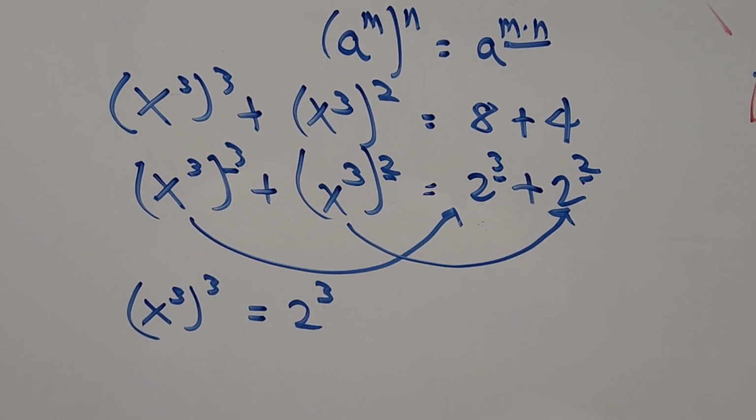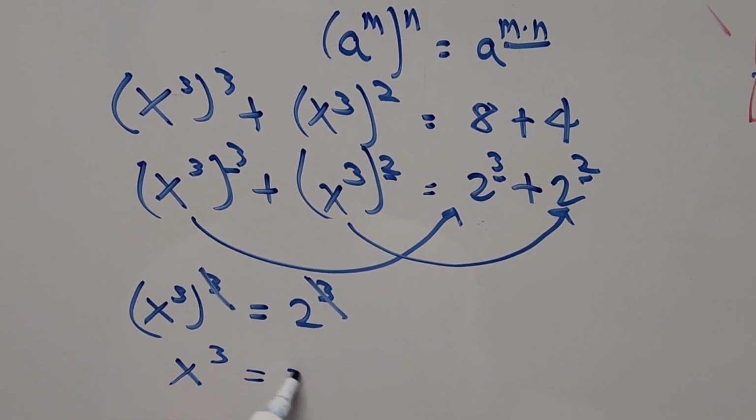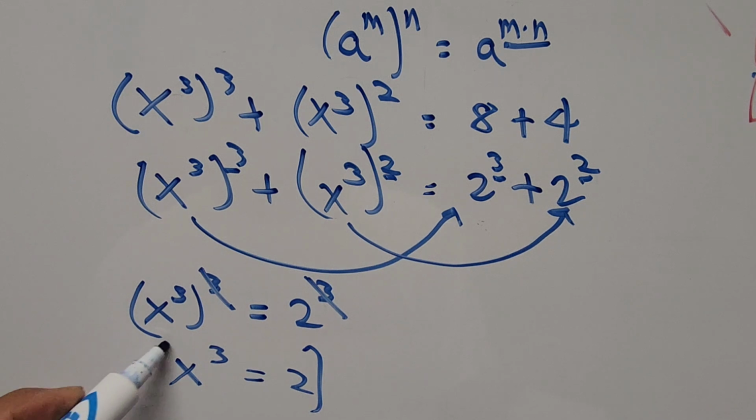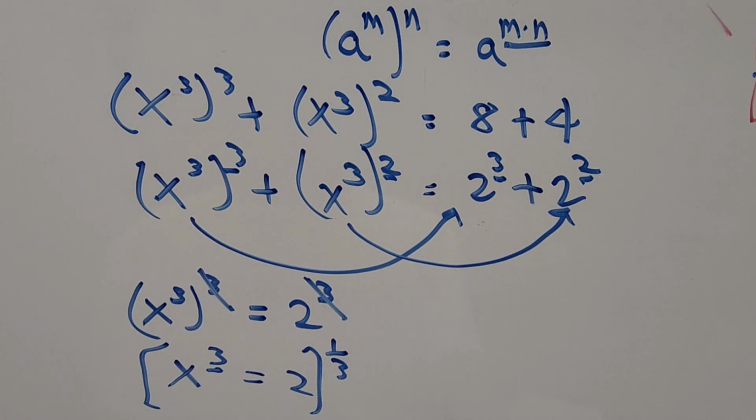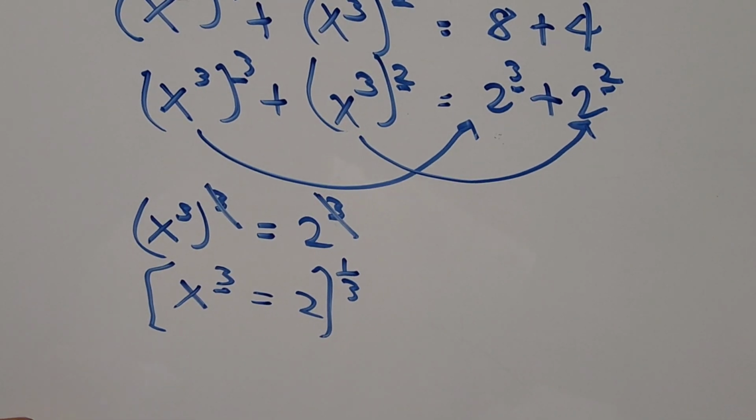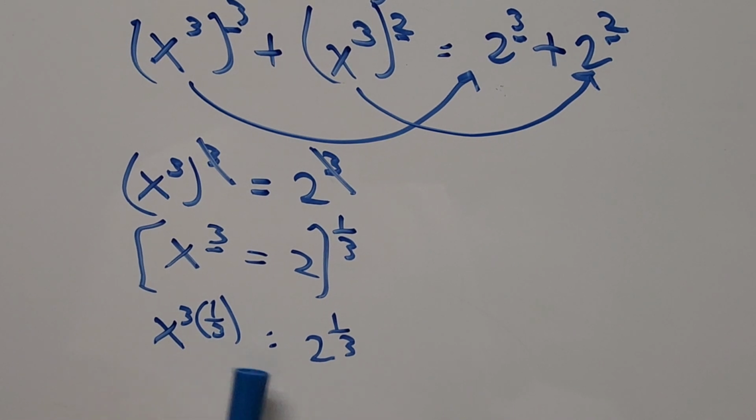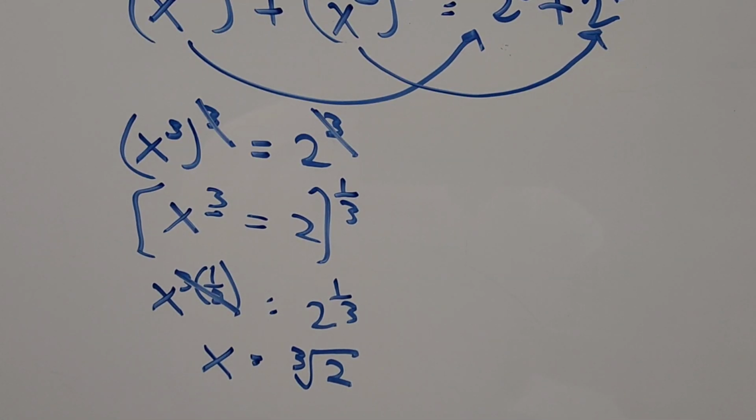So this is now x cubed to the power of 3 equals 2 to the power of 3. So these two terms together. If you know this, we can cancel the 3, right? So we have x cubed is equal to 2. And solving for x, raising the whole equation to the reciprocal of 3, so that's 1/3. Right? Solving for the value of x, we have x cubed to the power of 1/3 is equal to 2 to the power of 1/3. And here, cancel the 3. We ended up having value of x is equal to 2 to the power of 1/3, or the cube root of 2.